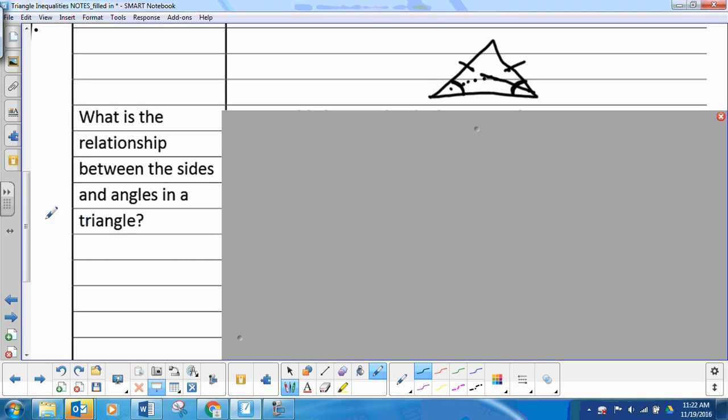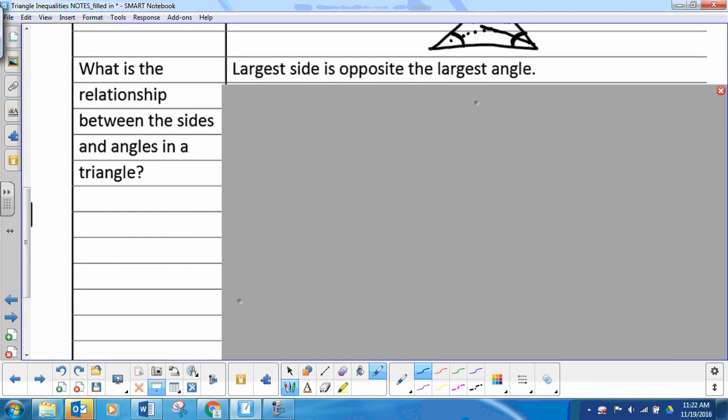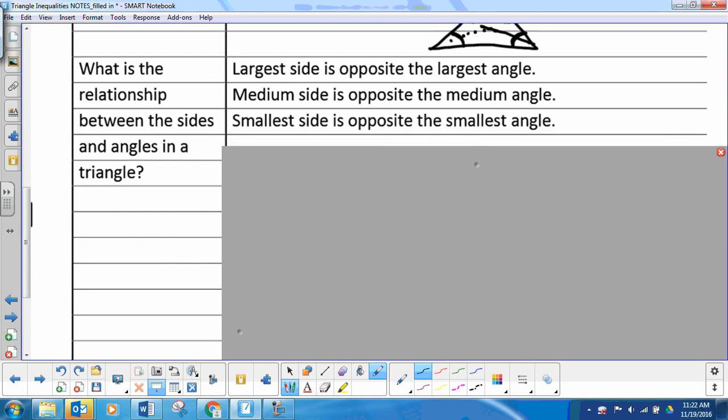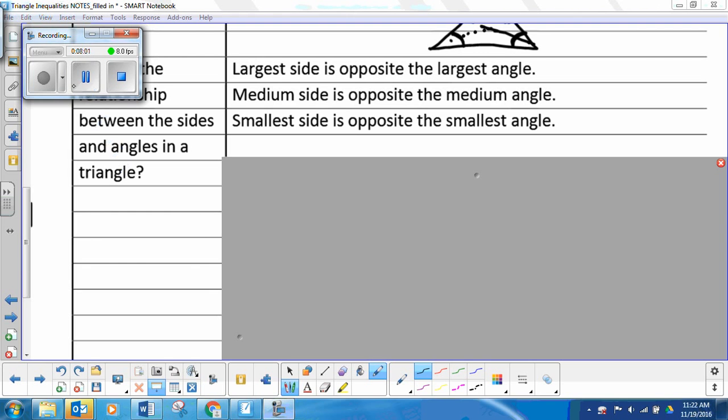Well, in any triangle, we have a relationship associated with the angles and the sides, and it is as noted. The largest side is opposite the largest angle, the medium side is opposite the medium angle, and the smallest side is opposite the smallest angle. Go ahead and pause the video and write that information down in your notes.